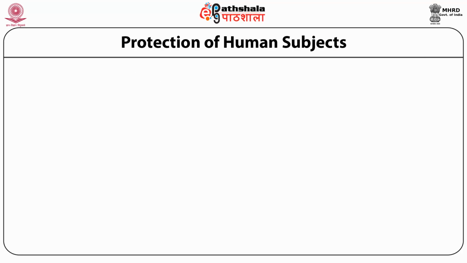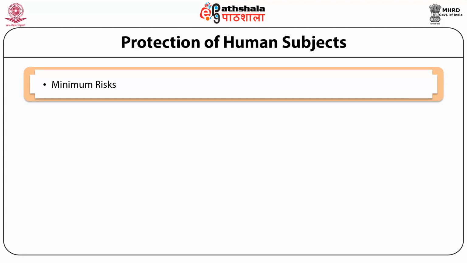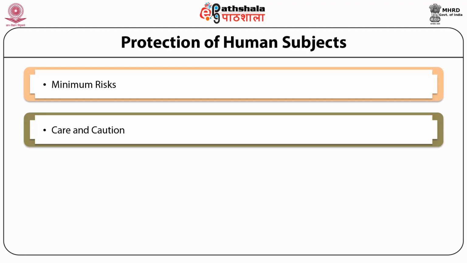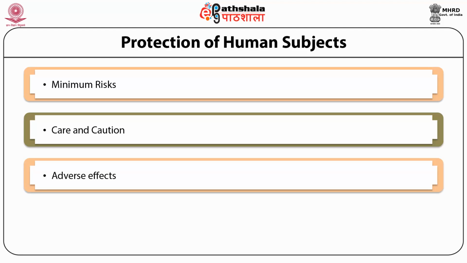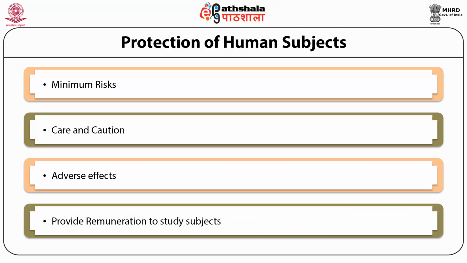These guidelines also give you the protection of the human subjects. They define that there should be minimum risk for the human subjects who volunteer for the research purpose. There should be care and caution in recruiting the human subjects in a research protocol. If there are any adverse effects in the research, the human subjects should be treated impartially. There should be remuneration provided to study subjects.